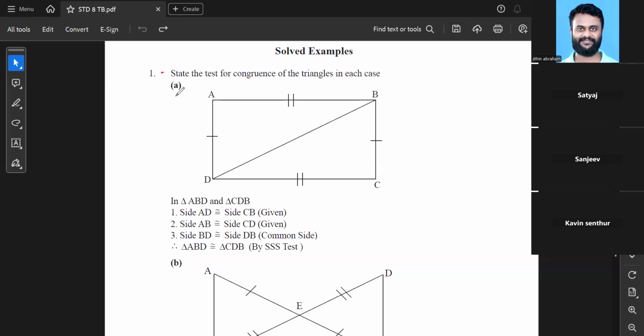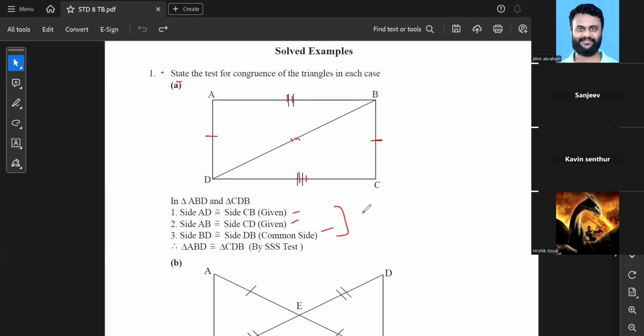Now, what do you think? State the test for congruence of the triangles in each case. For the first case, which is the test for the congruence? What do you think? The hypotenuse side. Hmm, hypotenuse. This side is common for both, and this is equal to this is equal to this. So, which means side, side, side. All three sides are congruent. Hence, this is congruent by SSS test. Do you understand this?